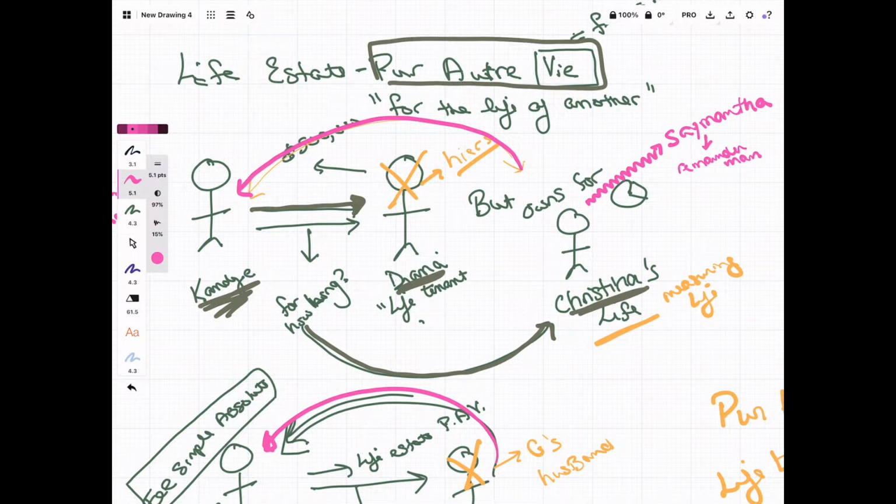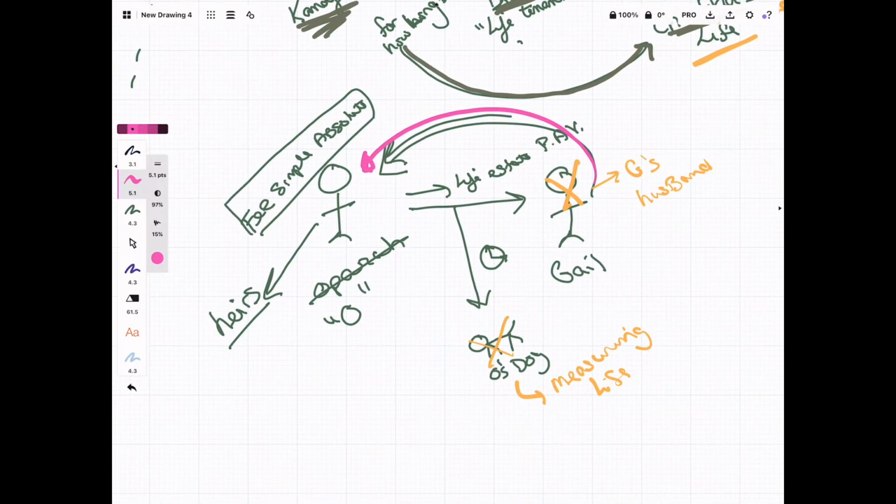That's a remainder man. So, Gabby, you're exactly right. If it comes back to me, it's reverting, reversionary. If it comes back to me, it's reversionary rights. If it's going to Samantha, it's got remainder rights. Does that make sense? I'll repeat it. If it comes back to me, it's reversionary.